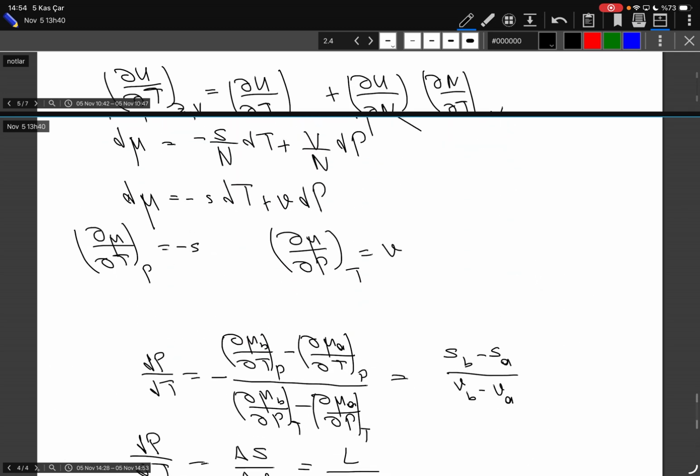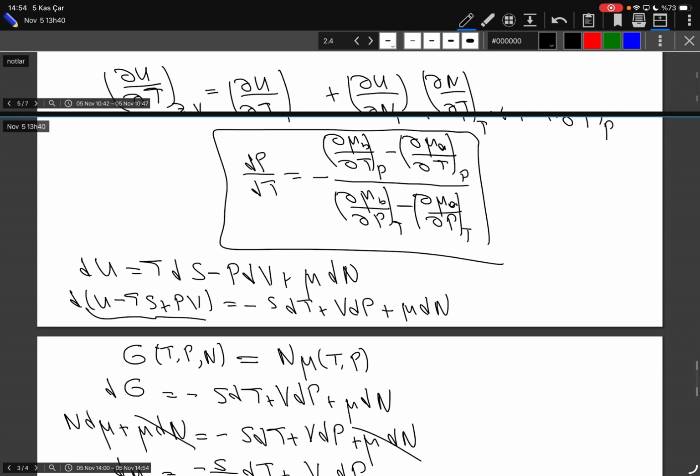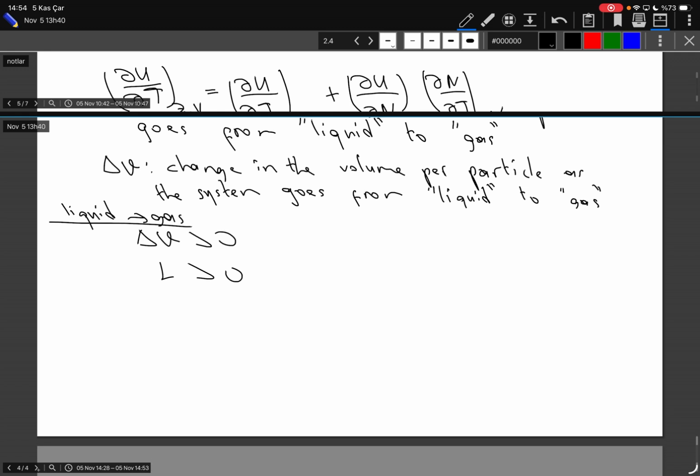But that means the slope is positive. So you have this slope. Now, as you go from, let's say, solid to liquid, L will be positive. You have to give heat to make your system melt. Delta V, the volume will increase in general.